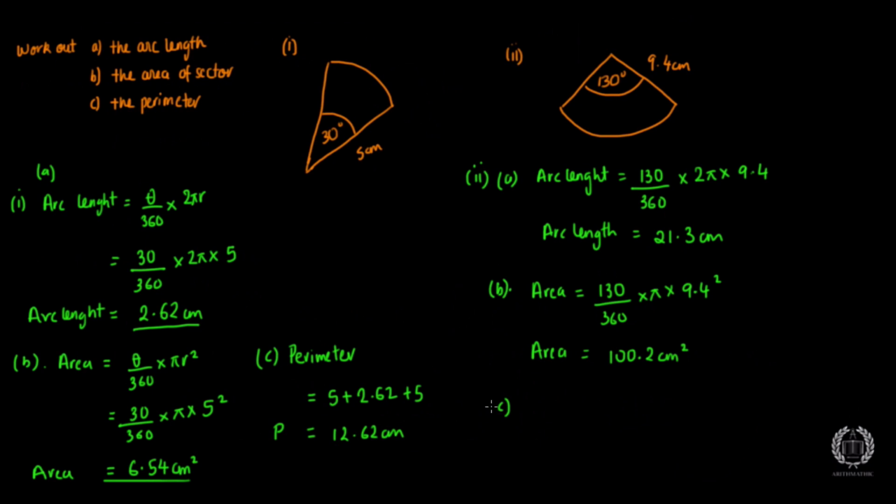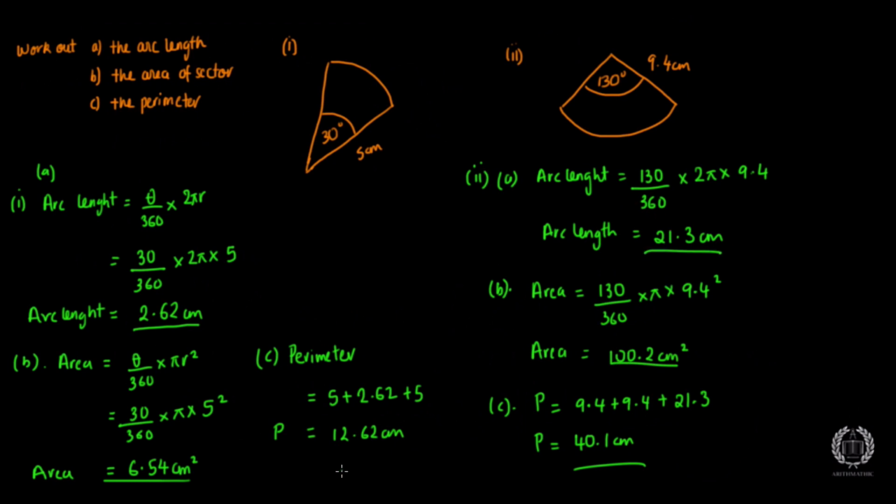And the final stage is to find the perimeter. Remember, the perimeter is to add all the lengths around the shape. So it's going to be 9.4 plus 9.4 plus the arc length that we found in part A, which is 21.3 centimeters. If we put that in, it will give us a final answer of 40.1 centimeters. So that's the perimeter, that's the area, this is the arc length.